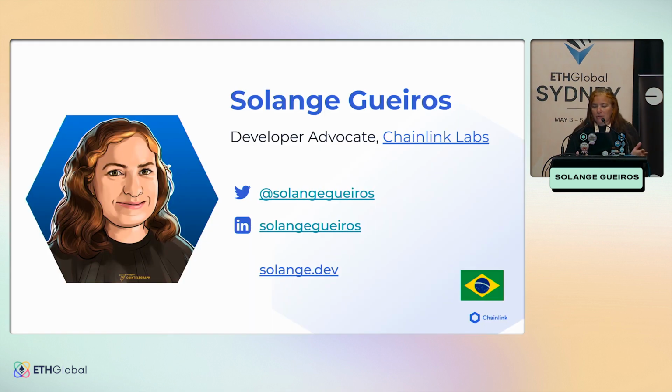This is me. My name is Solange Gueiros. I am a developer advocate at Chainlink Labs. It means that I am a blockchain educator, a real educator. I love to teach people, and I love to bring new people to blockchain. So this session, when you are creating your first smart contract, is for me the most important session here. And these are my contents, and yes, I came from Brazil. And you can call me Sol, it's easy for you as well.